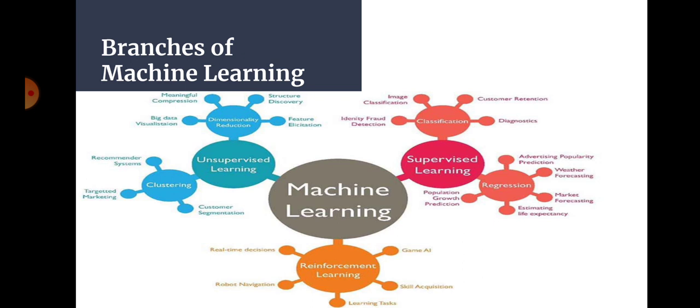Whereas reinforcement learning is more like diving into AI, artificial intelligence, because it works on the given feedback, means whatever the outcome feedback is there, it feeds it on its own and then learns from it and then processes ahead. So we will start with supervised learning, in which we have classification. You can see the structure has classification, and its applications are like identity fraud detection, image classification, customer retention, diagnosis.